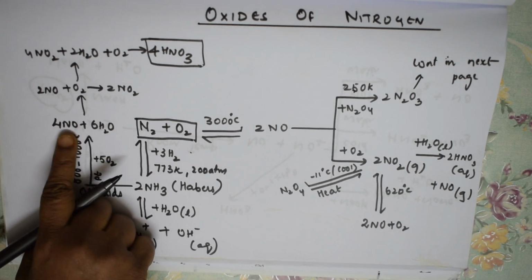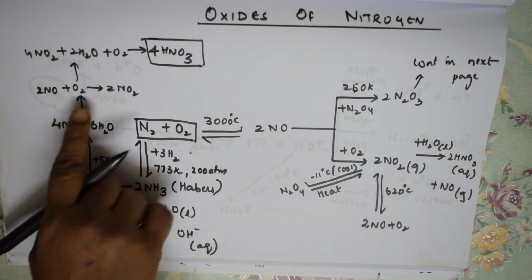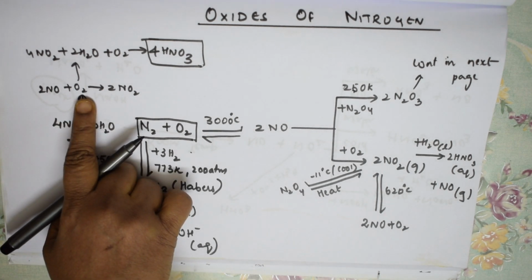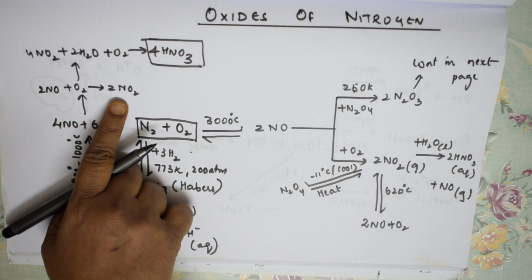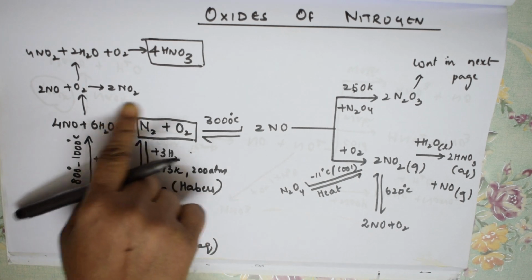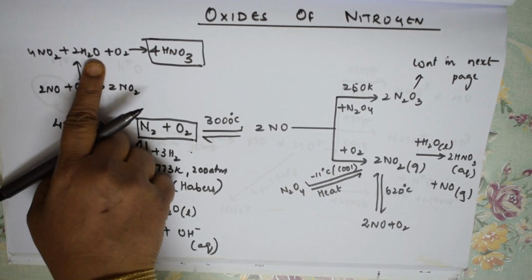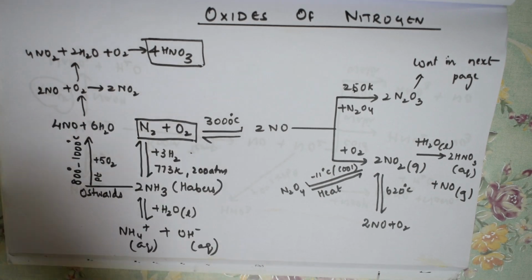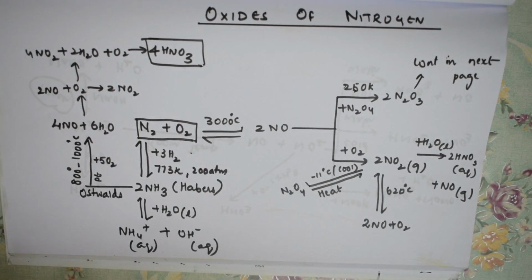Further, I'm going to take the same nitrous oxide and add oxygen. It's going to form nitrogen dioxide. Further, I'm going to take the same nitrogen dioxide and add water and oxygen, and you get nitric acid. So this is basically a summary of the whole oxides of nitrogen, which will be useful for all the reactions. Maximum reactions are covered in this.